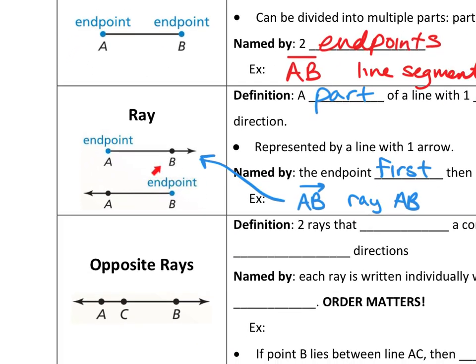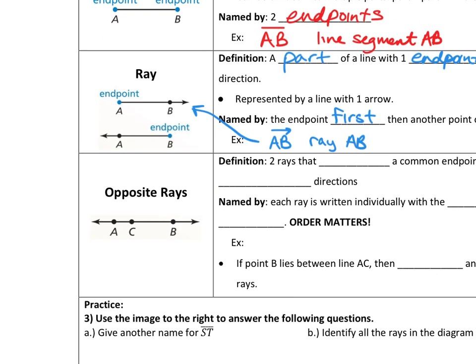How would you change the name if I were talking about this ray? Would it still be ray AB? It would be BA, because we start at the endpoint, go towards the arrow. So that would be ray BA. That is important. The order matters with a ray.